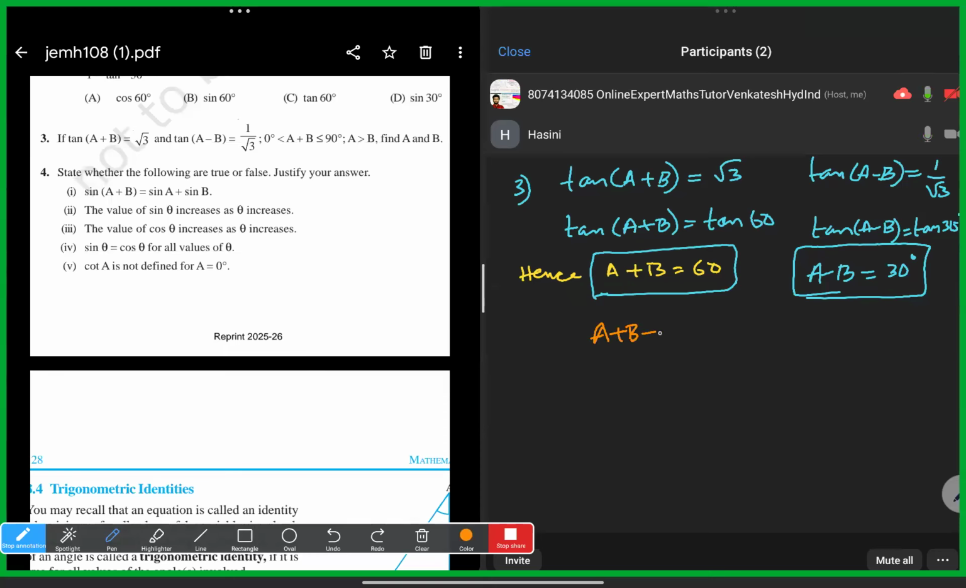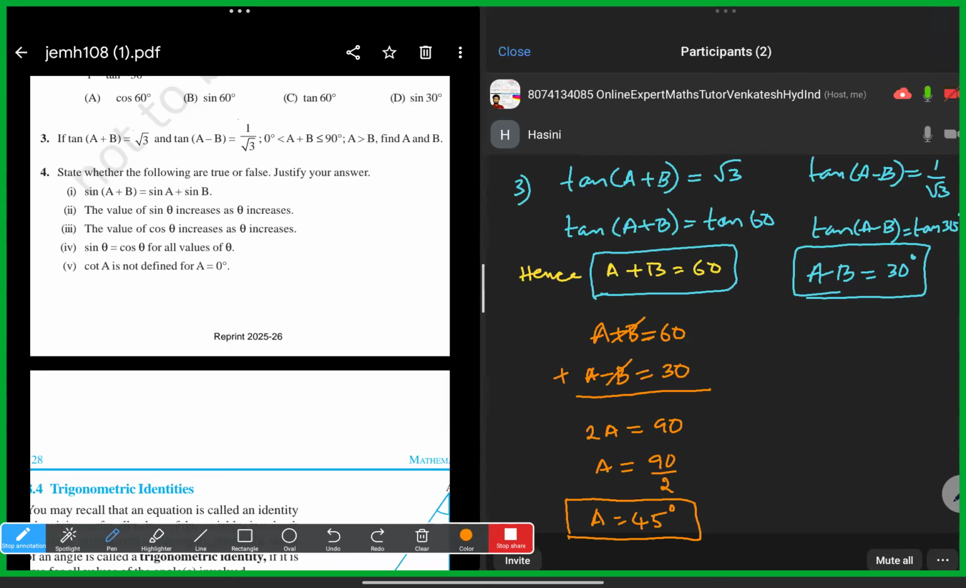a plus b is equal to 60 and a minus b is equal to 30. Hasni, we'll add them. We will get 2a is equal to 90, a is equal to 90 by 2, a is equal to 45 degrees.